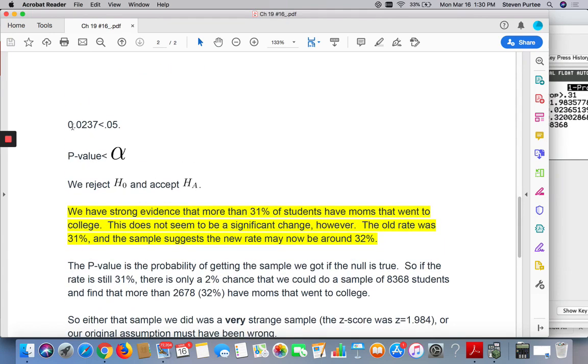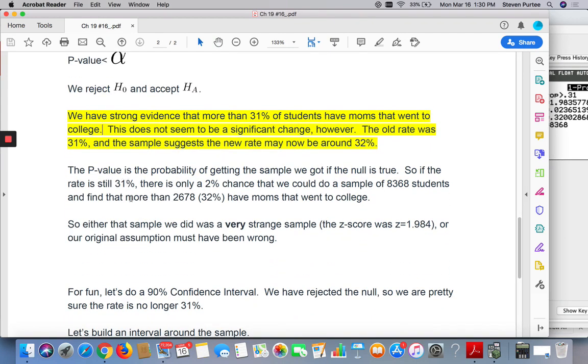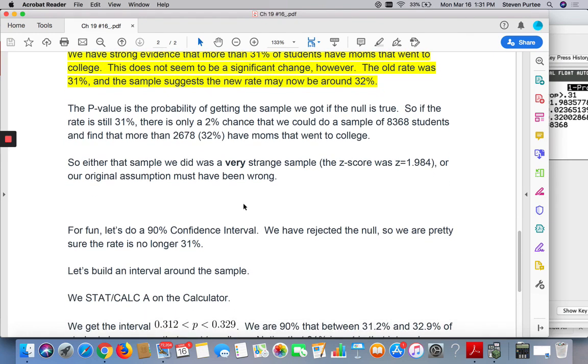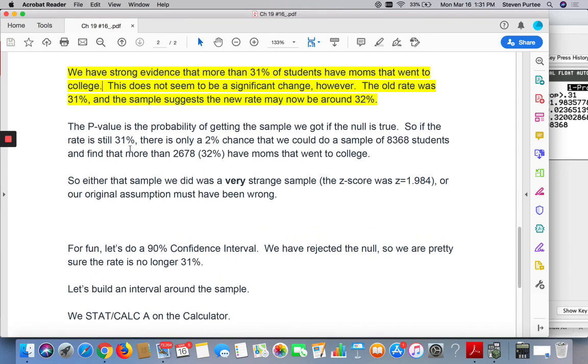That p-value we got there, that's not the probability of the null being true or false. That's the probability of getting that sample we got if the null was true. So if the rate is still 31%, if nothing has changed, and you go out and do 1,000 samples, 2% of your samples would look like the one we got, with a 32% success rate. So either that was a strange sample, or the original assumption was wrong. The original assumption was that 31% of moms went to college. So either we got a weird sample or the rate has changed.